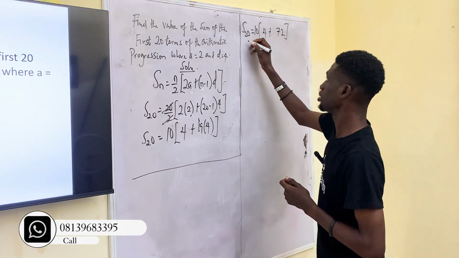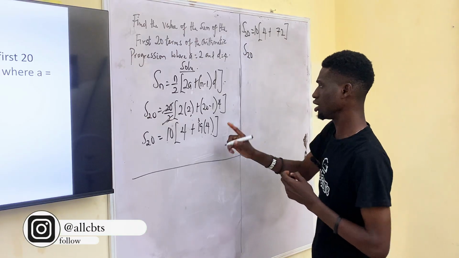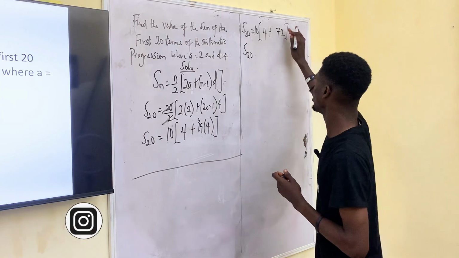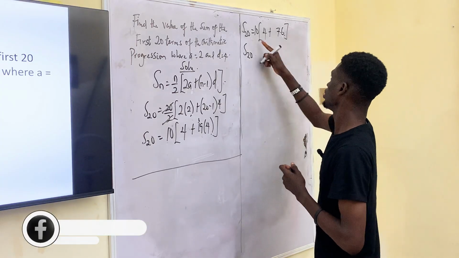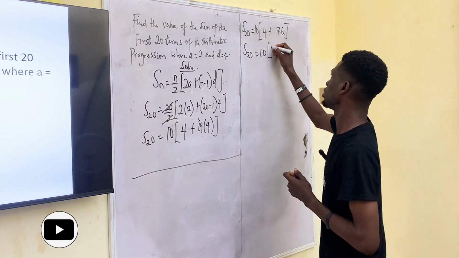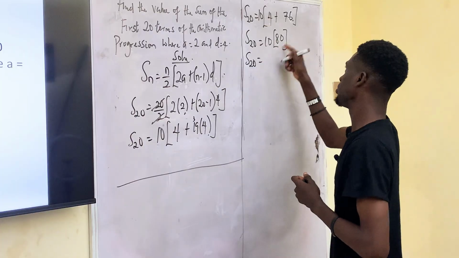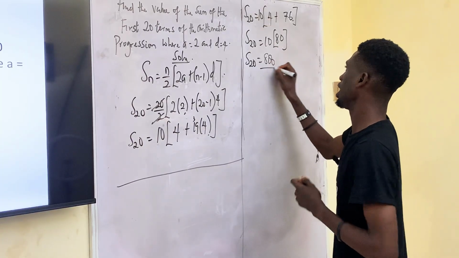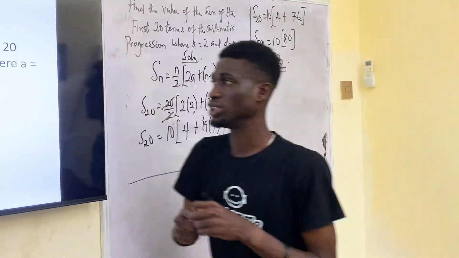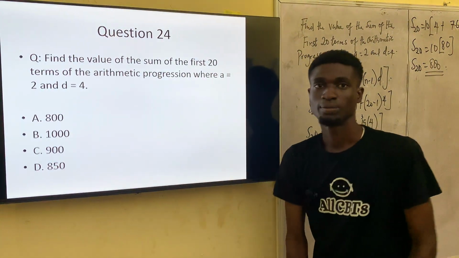If I'm correct. So S20, now 19 times 4 should be 76. Sorry. So S20 equals 10, open bracket, 4 plus 76 will give us 80. So the sum of our first 20 terms is 10 multiplied by 80, which is 800. The correct answer for this question is option A.